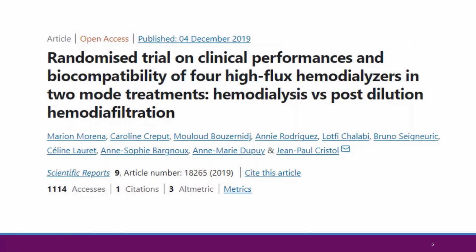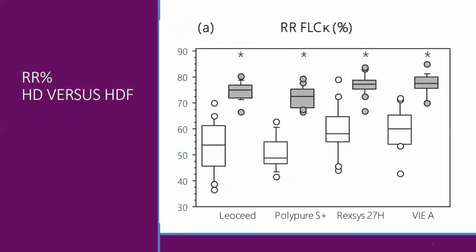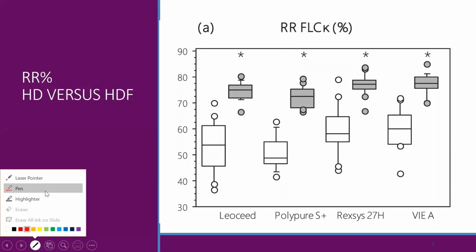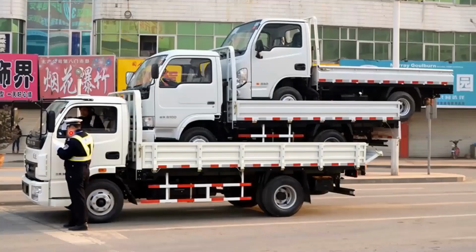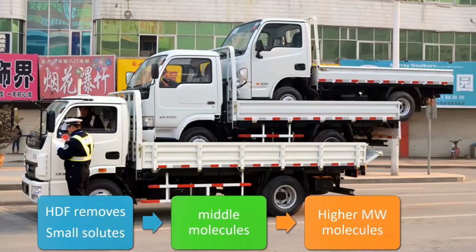The randomized trial on clinical performance and biocompatibility of many high flux dialysis membranes in either hemodialysis or hemodiafiltration reveals that, considering the same dialysis membranes, the difference between the two is clinically clear. You can see that even for the same dialysis membrane, the removal and reduction ratio, for example of free light chain, is higher with the hemodiafiltration technique. This is simply due to the increase in transmembrane pressure. Hemodiafiltration is simply the commonest technique nowadays for advances in uremic toxin removal, and it removes the small solutes, the middle molecules, and the higher molecular weight molecules.